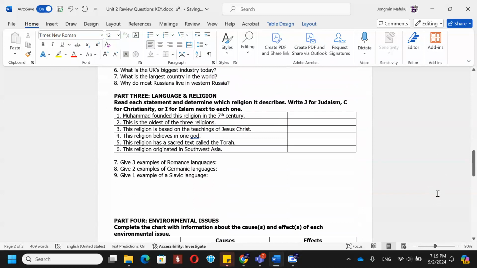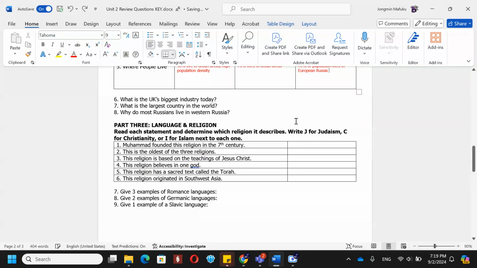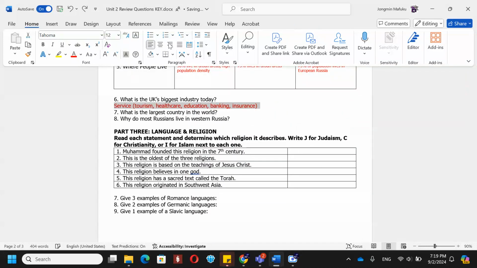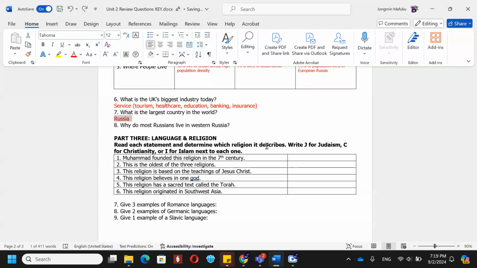We're moving on. What is the UK's biggest industry today? Service: tourism, healthcare, education, banking, insurance. So basically, just know it's the service industry. You don't really need to know all of that. But the fact is that the United Kingdom, as you guys know, is a tourist country. A lot of people want to go to London. A lot of people want to go see Big Ben, football, and a lot of those.